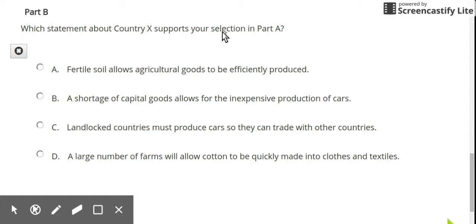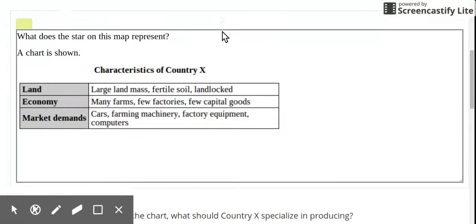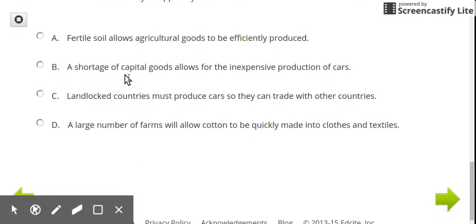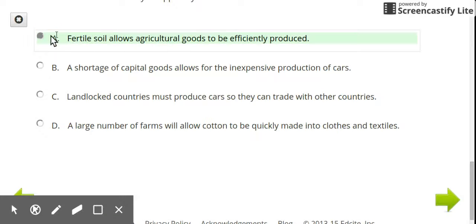Which statement supports that? Well, we have fertile soil, large land, many farms. Anything like that would be good. This says fertile soil allows agricultural goods to be efficiently produced. That sounds good. Better than the other ones. Landlocked countries must produce cars. We don't really need to know anything about that. A large number of farms will allow cotton. There's nothing about that. So A was the best answer.